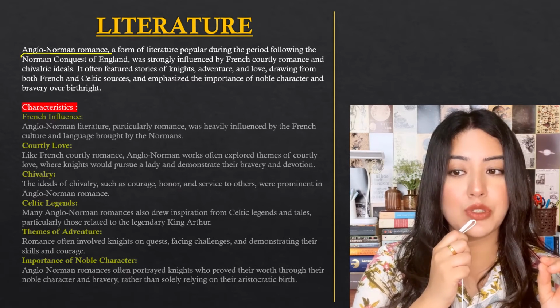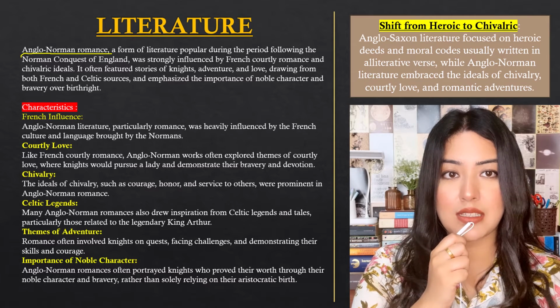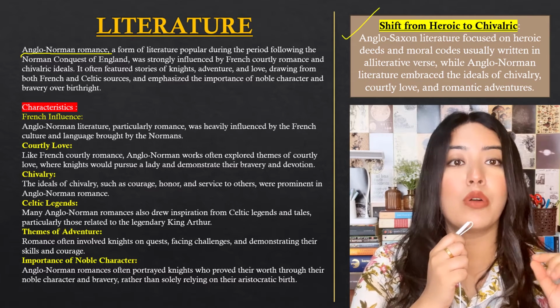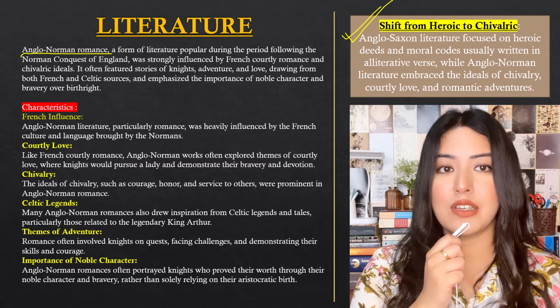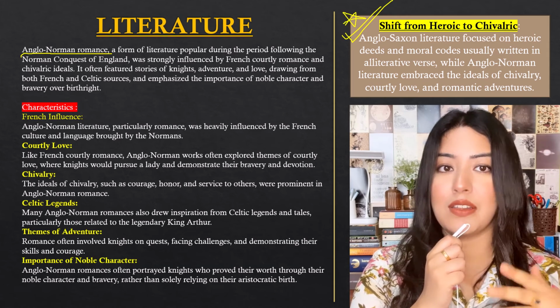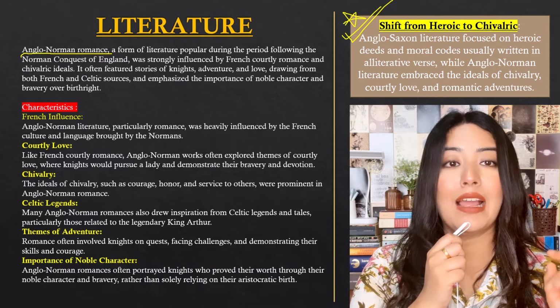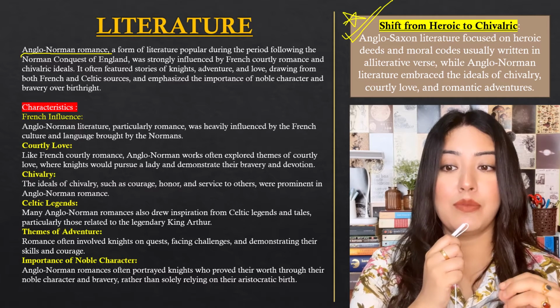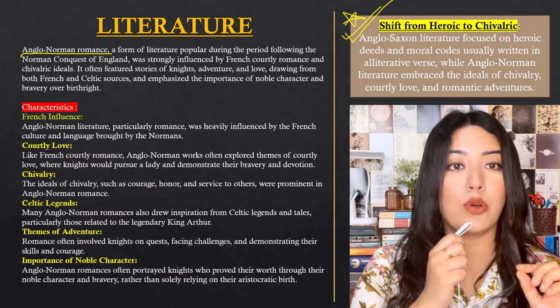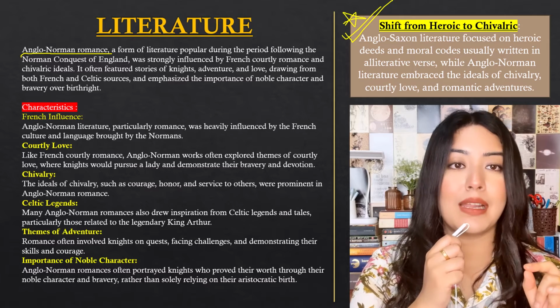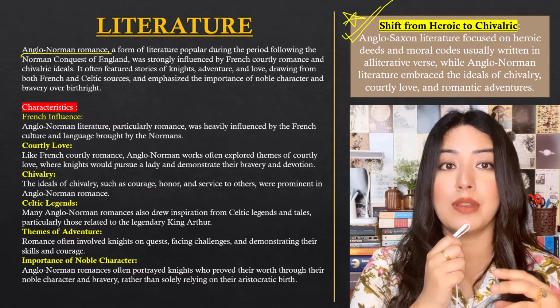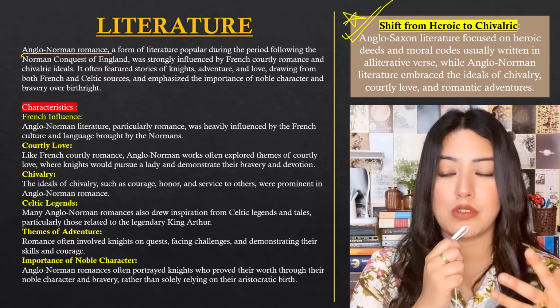Anglo-Saxon literature focused on heroic deeds like Beowulf, we've discussed that, right? Like Beowulf, and moral codes, usually written in alliterative verse. Everything I've discussed in detail, even alliteration. Now, Anglo-Norman literature embraced ideals of chivalry, courtly love, and romantic adventures. That is the Anglo-Norman romance. Okay, romance was stressed upon.